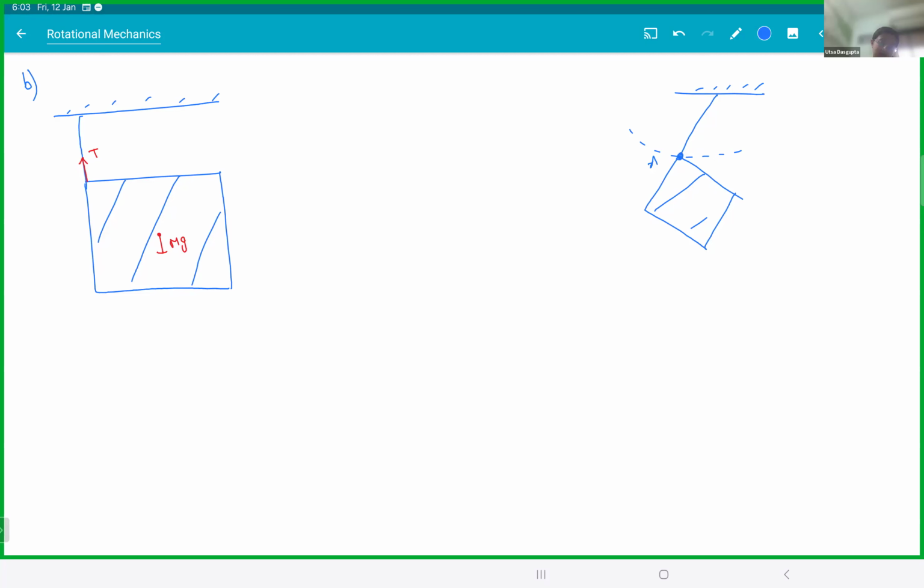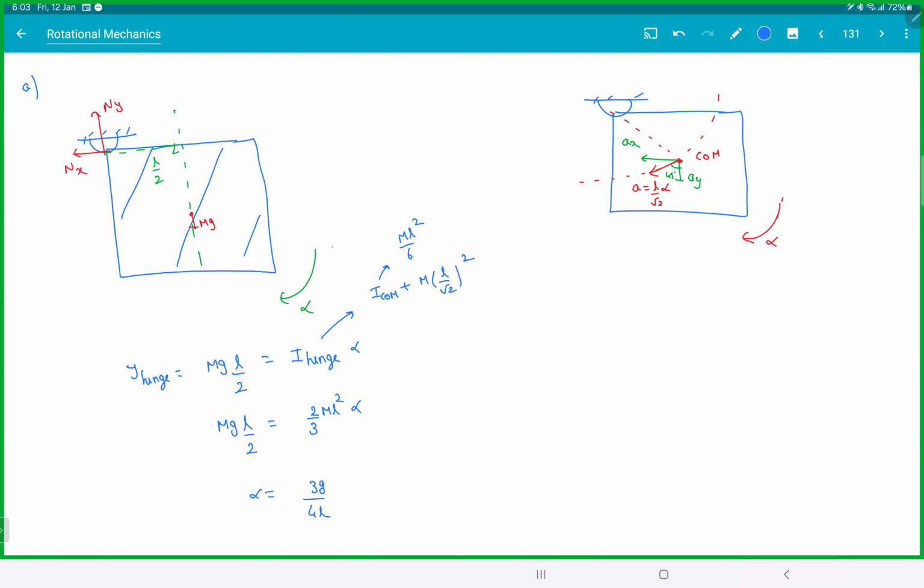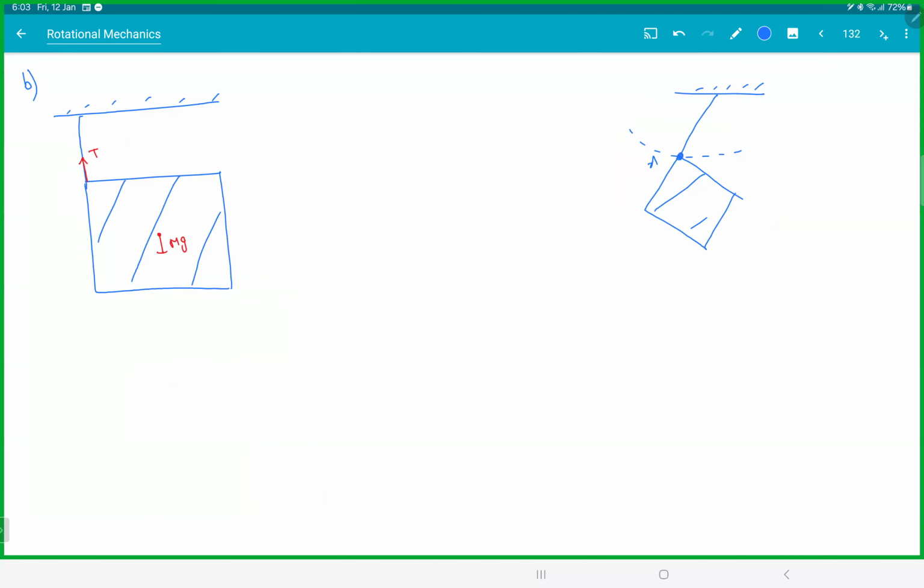Won't NY be mg? Meaning you're assuming the center of mass is at rest, or are you assuming AY is 0? Oh, okay. Be very careful. When you say it is at rest, that's a big trap. So you're getting the problem here. The problem is this point is moving, but there is something here.